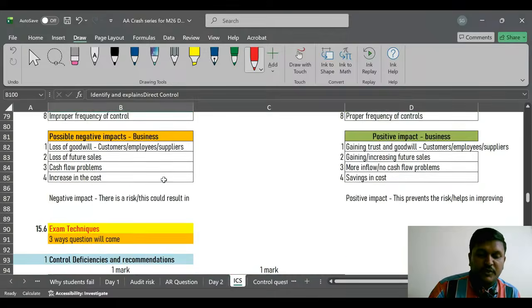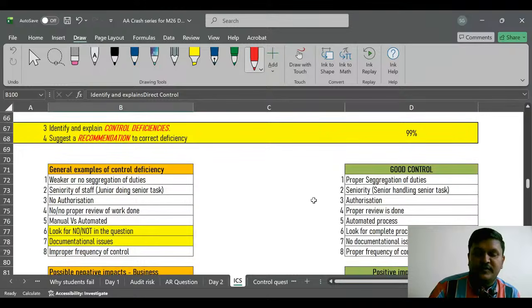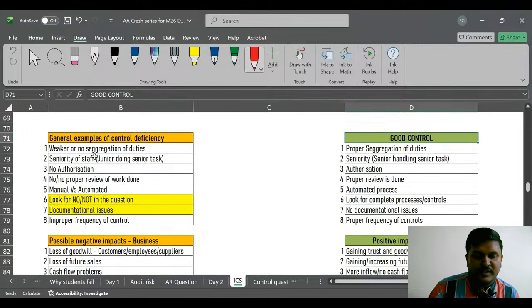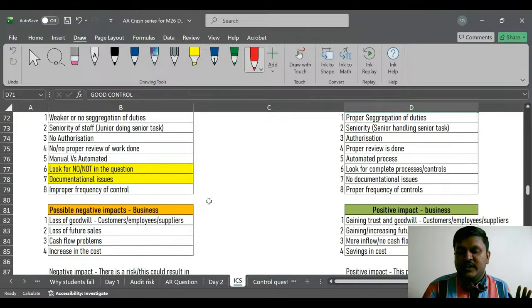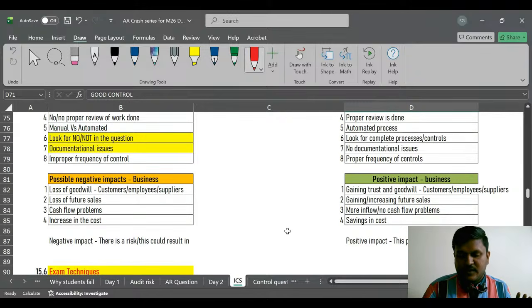Again, we will go into that. If you go to that Excel, I have given you the opposite of this. Deficiency, general examples of good control I have also given in column D, which you can use to go through, which is the opposite. So I would normally say to our SOE Global students to study only one, the examples of control deficiency. The opposite is your good controls. The impact is also the same way around.